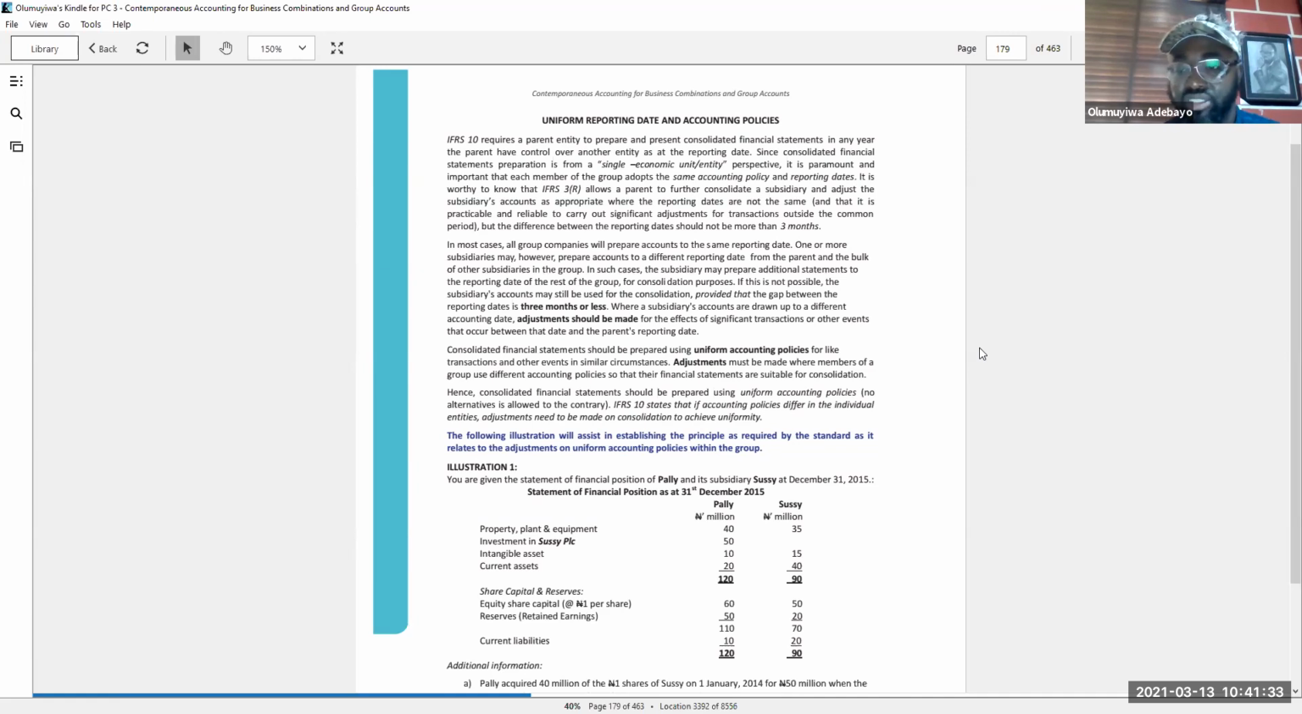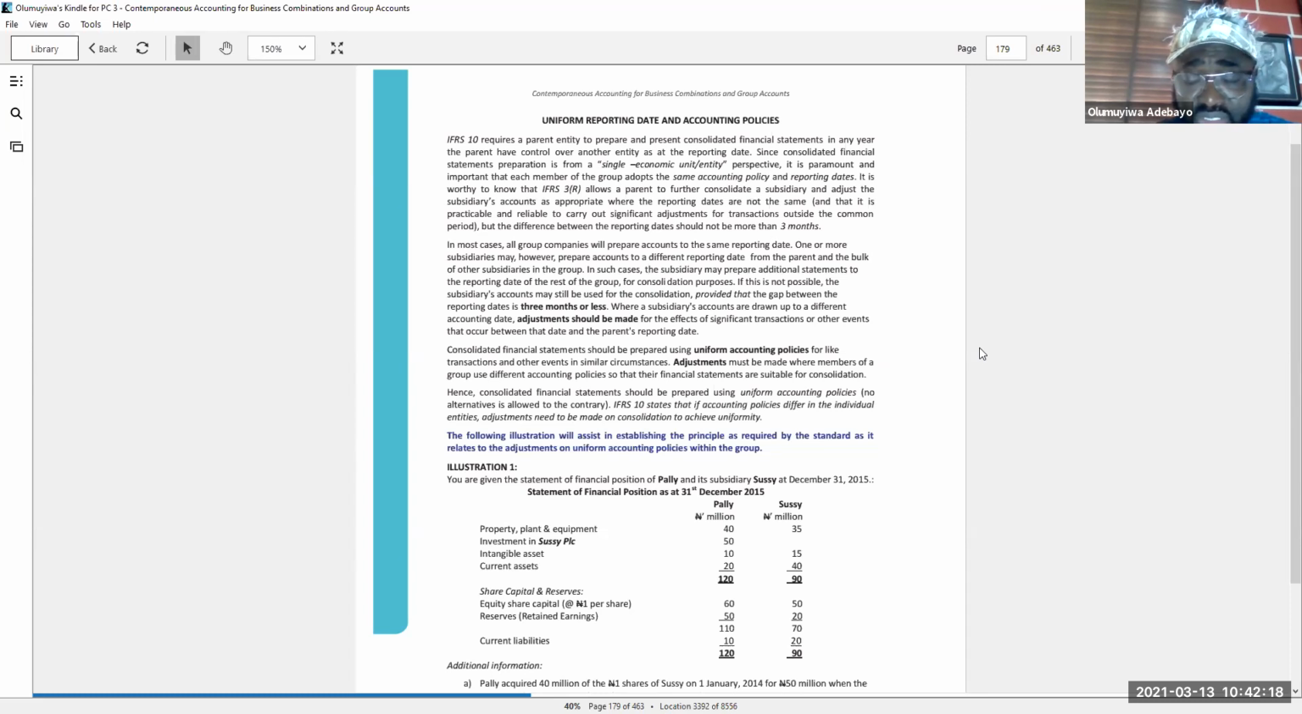Remember that we had a discussion some time ago on the fact that the parent and subsidiary are expected to have the same accounting policy before consolidation can take place. And equally, they are expected to have the same reporting date. But the reality is that it is not a must. If they are not of the same policy, you must realign the accounting policy of the subsidiary to that of the parent before consolidation can take place.